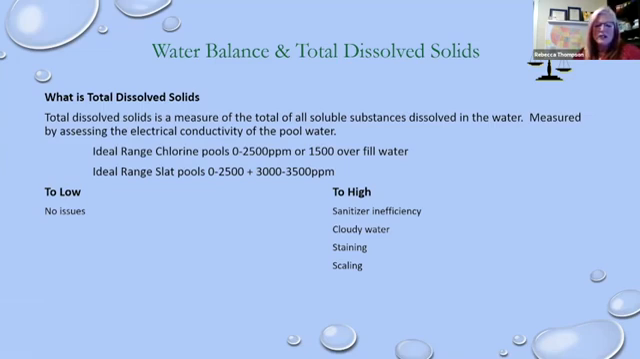Sorry for the misspelled salt there. Salt pools is 0 to 2,500 plus 3,000 to 3,500 parts per million. And the reason is your salt in there is going to dissolve and increase your TDS, but what you're reading there is the salt. One thing that's very important is to know what your customer is on.